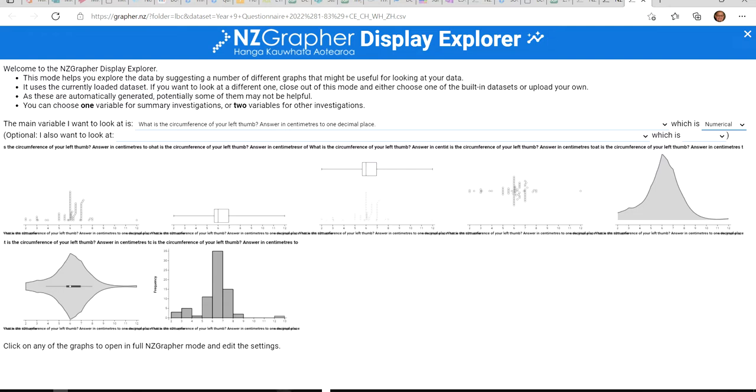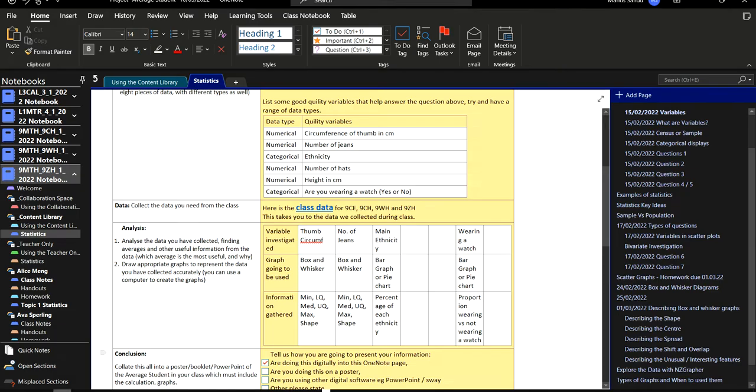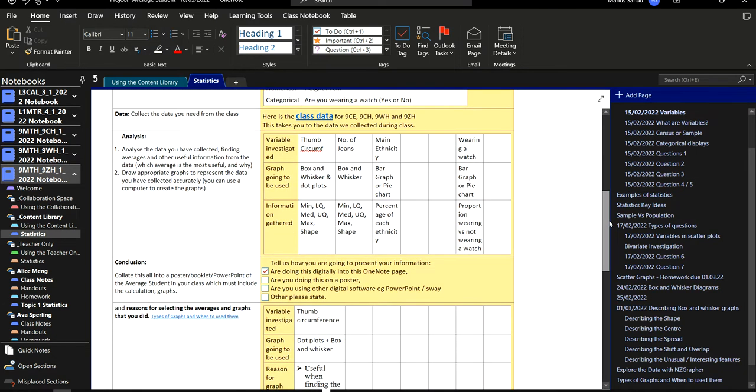Yes? Now I enter that into my box and whisker and dot plots. Yes? What kind of information do I gather from that? I can get the minimum, the lower quartile, the median, upper quartile, maximum, and the shape. Yes? That's what you can get from that type of graph.